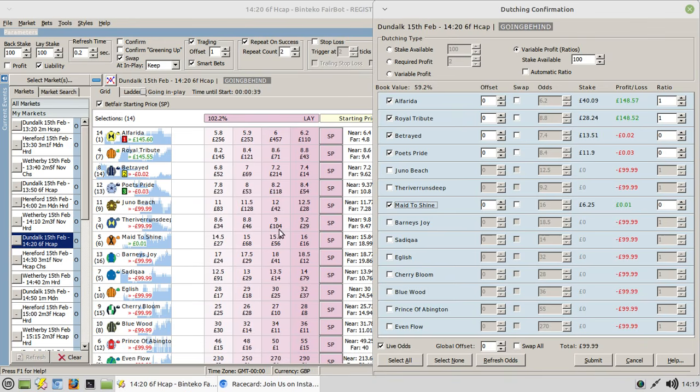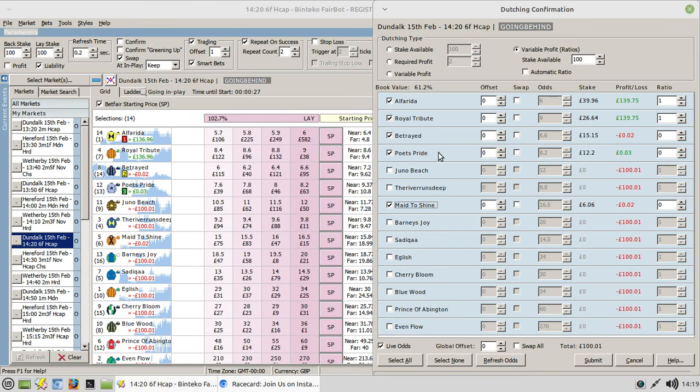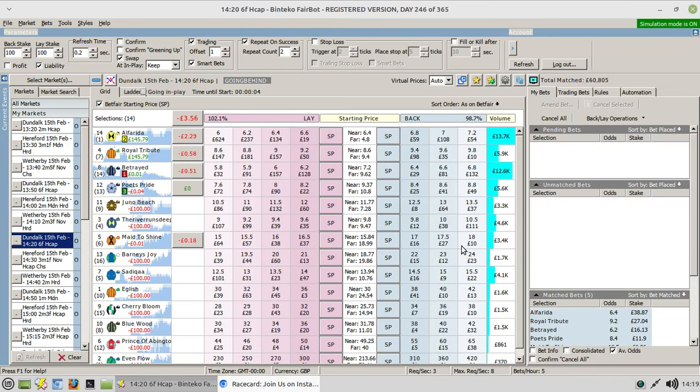Okay, we're nearly at the start of this race. I haven't changed my mind. I'm covering Betrayed and Poet's Pride because of the pace map figures, but I'm doing insurance on them because of their stall draw. And covering Made to Shine, but with insurance, simply because of the odds that she's at. And that's us, so let's just submit that before the off.